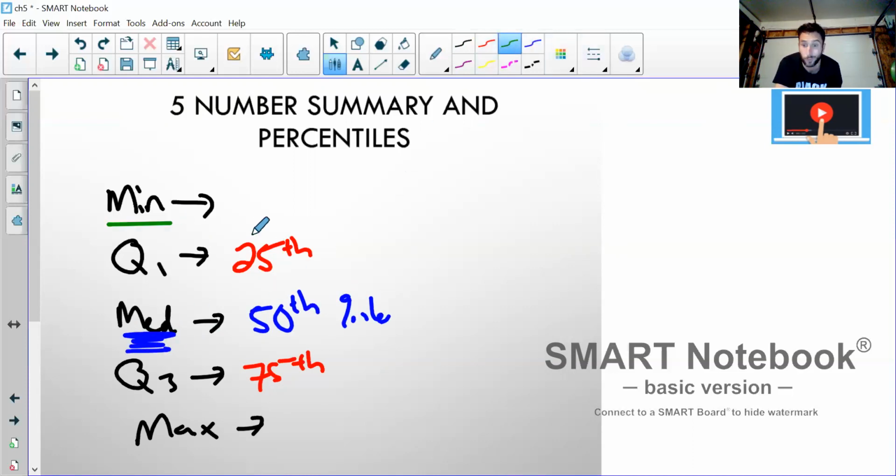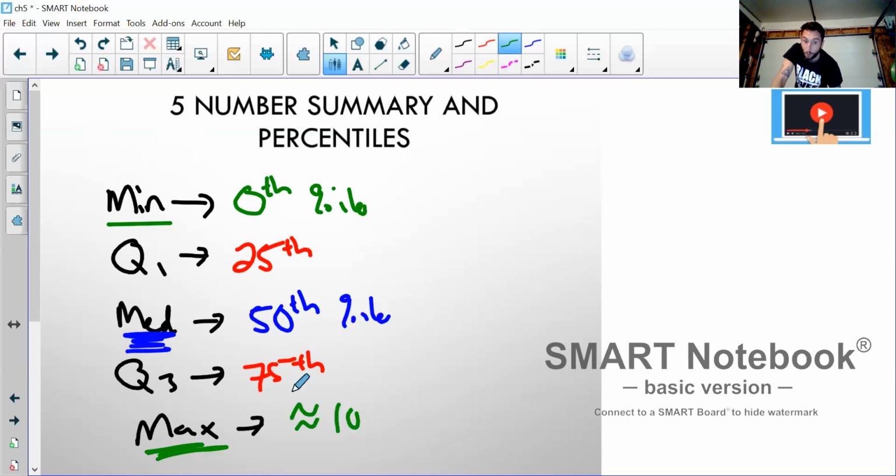Minimum. What percent of the data is below the minimum? None of it, right? Because if there was anything below the minimum, it wouldn't be the minimum. So the minimum is kind of like the 0th percentile. And then if we think about the maximum, what percent of the data is below the maximum? Roughly all of it. I say roughly because there might be another data value that matches the maximum, but essentially all of the data is below the maximum. So maybe we call that the 100th percentile.